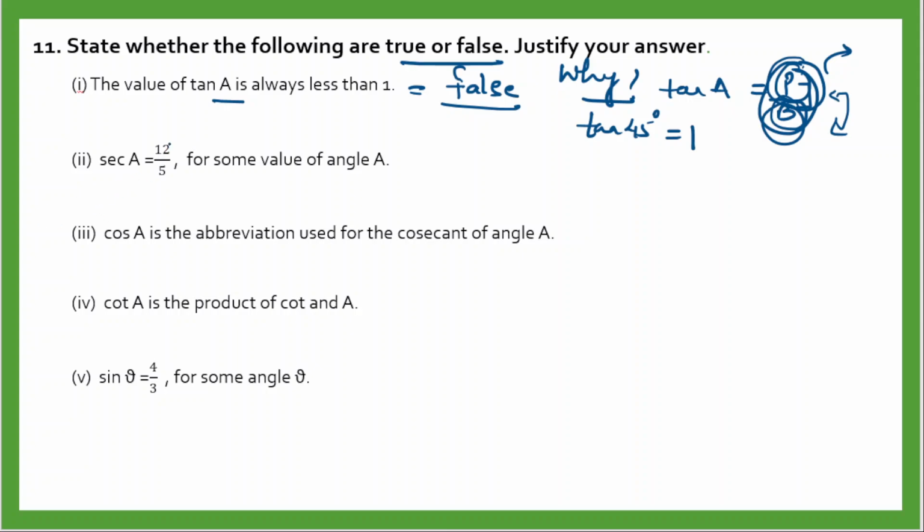Second, sec A is equal to 12 by 5 for some value of angle A. Is it true or false? Let this be your A. So what is your sec? Sec will be 12 divided by 5. Is it possible? Yes, it can be possible for some value of angle A. Because hypotenuse is greater.